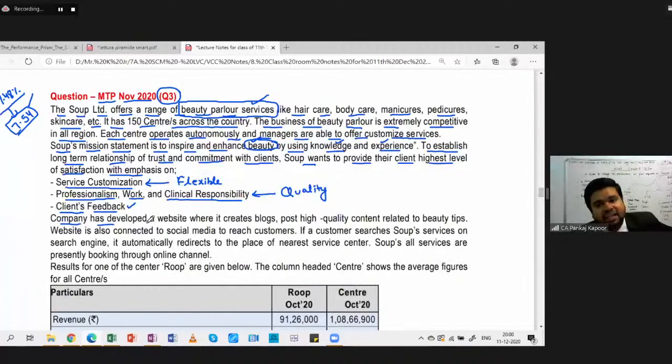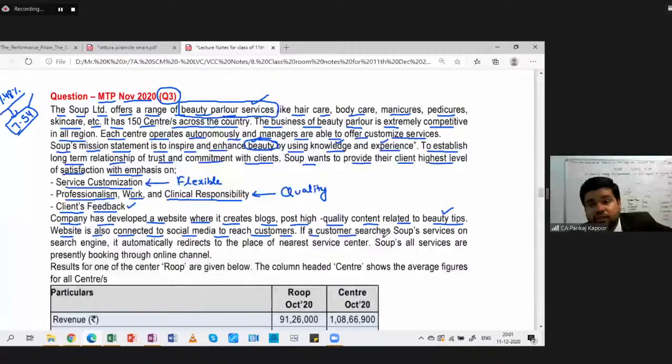Further, the company has developed a website where it creates a blog and posts high quality content relating to beauty tips. It means it tries to tempt its customers through an online portal by blogging, because it's an era of online youngsters. So that's why they do it. Further, the website is also connected to social media to reach the customers. So you can like SOUP Limited on Facebook, Insta, and other media like YouTube also.